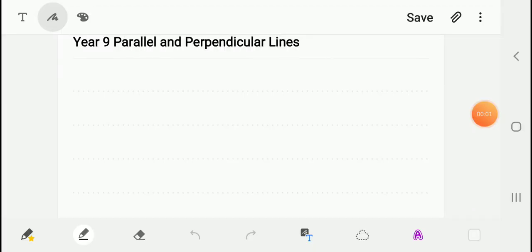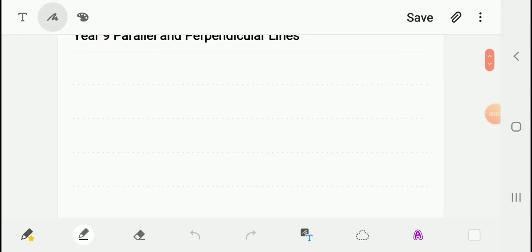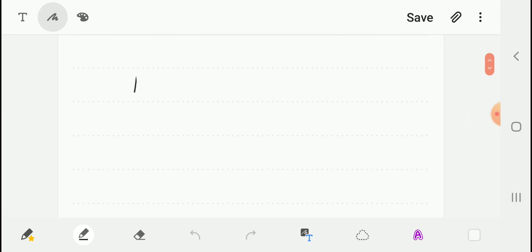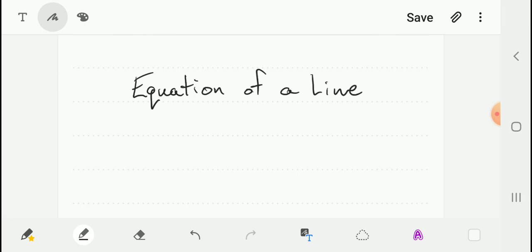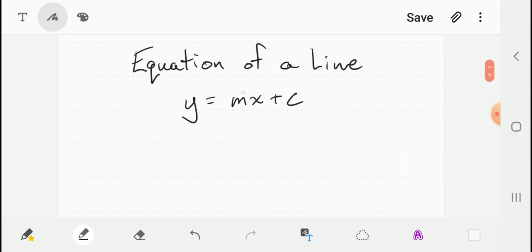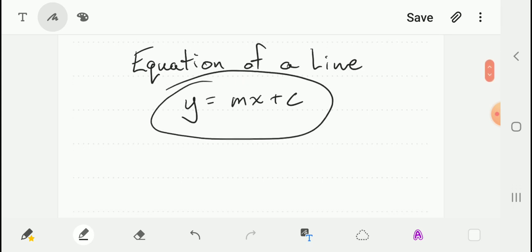Let's talk about parallel and perpendicular lines. So the first thing we need to remember is the equation of a line, and that is y equals mx plus c. That's the one we're using, right? This is our equation of a line.